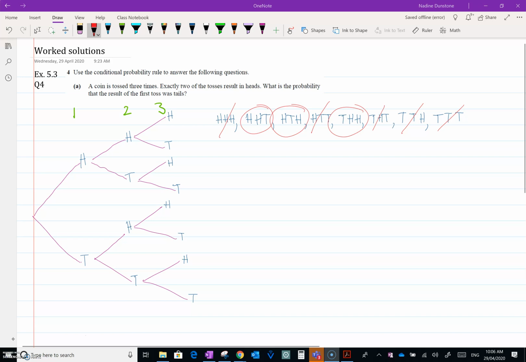So using our conditional probability rule, we know that the probability that the first toss is a tail, given that we get 2 heads, is equal to the probability that the first toss is a tail with the intersection of 2 tosses being heads, over the probability of 2 heads.